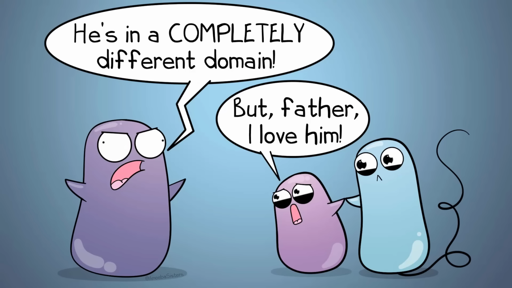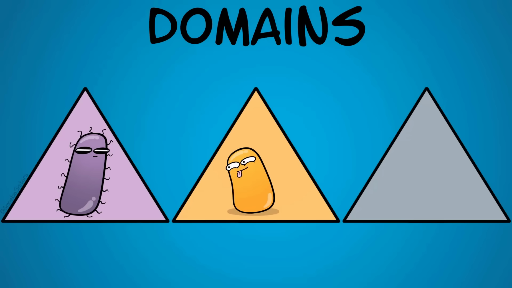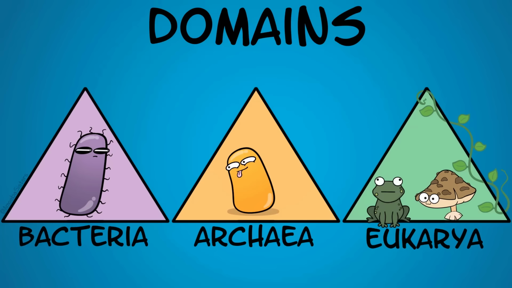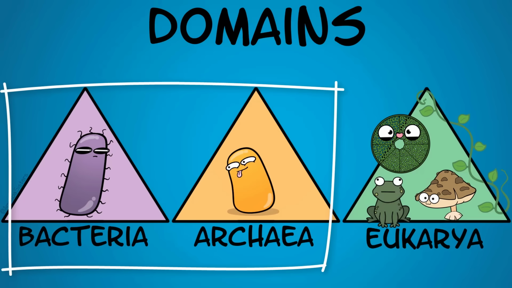Still, bacteria and archaea are two completely different domains in the three-domain system. That's a pretty big separation. What makes them different? In the three-domain system, you have the domain bacteria, the domain archaea, and then the domain eukarya, which has all the eukaryotes: plants, animals, fungi, protists. So let's look at the difference between bacteria and archaea.